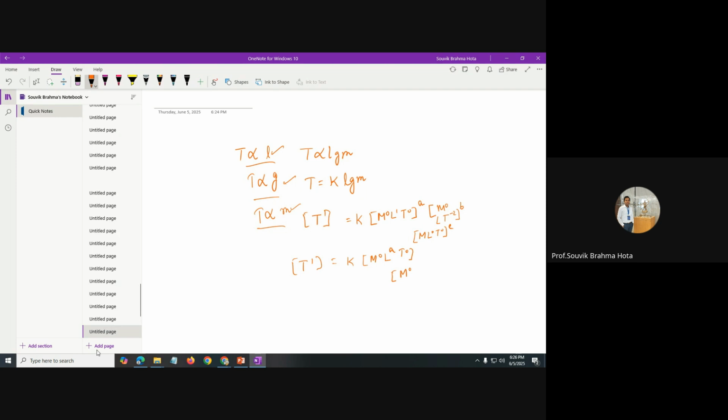Sorry, B is there. So L raised to the power B, T raised to the power minus 2B. Done. And another, M raised to the power C, L raised to the power 0, T raised to the power 0.